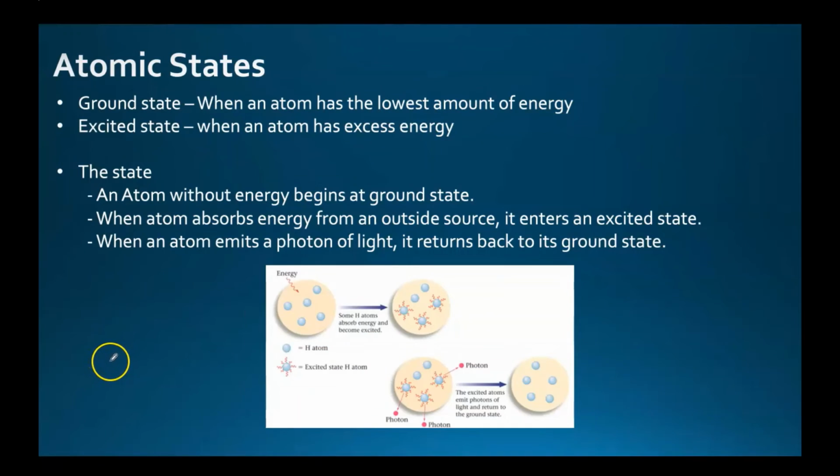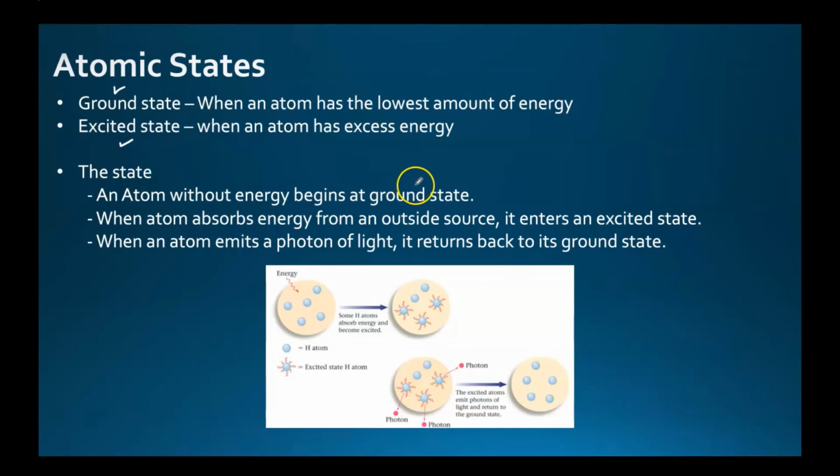Okay, so let's talk about the atomic states. We can have two different types of state. The first one is called the ground state, and the next one is called the excited state. When an atom has the lowest amount of energy, we say the atom is in the ground state. And when an atom has excess energy, we say the atom is in an excited state. Okay, so an atom without extra energy begins at the ground state.